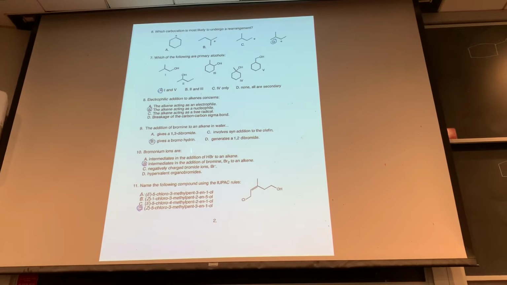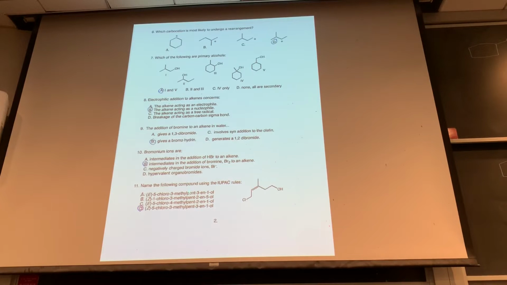Bromonium ions, this kind of goes together with it. The intermediates in the addition of bromine to an alkene. Okay, a bromonium ion is that cyclic three-membered structure with bromine with a plus charge. So you should remember how that's forming there. The lone pairs bridge over from the intermediate carbocation at that point.